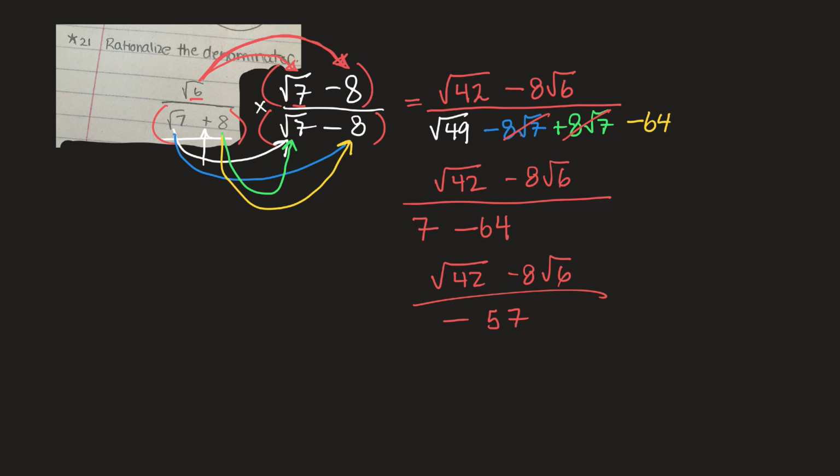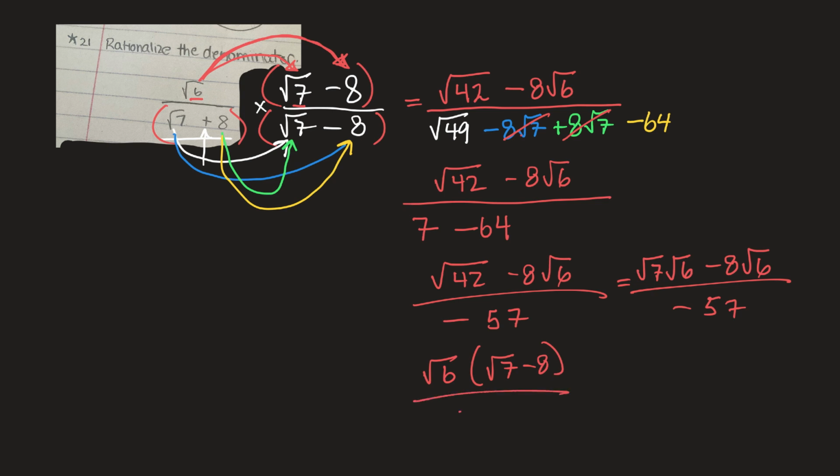Now I'm trying to see if I could factor anything out on the top. I don't think so. You could rewrite it a little bit. I guess you could call root 42 the same as root 7 times root 6 minus 8 root 6 over negative 57. Then you could factor out a root 6, and that'll leave you with root 7 minus 8 over negative 57. But I can't cancel anything, so I would probably leave my answer just like that. Right? Hopefully that helps you out.